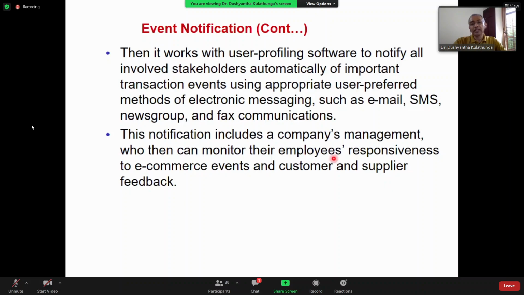So when a particular message is sent to a customer, the management can monitor whether the employees take appropriate action or not. Therefore, these event notification systems will help the company management to determine whether the employees within the organization respond to customers in an efficient manner. So that sort of capability can also be built into the email notification system, so that they can manage such communications with the stakeholders in a more effective manner.